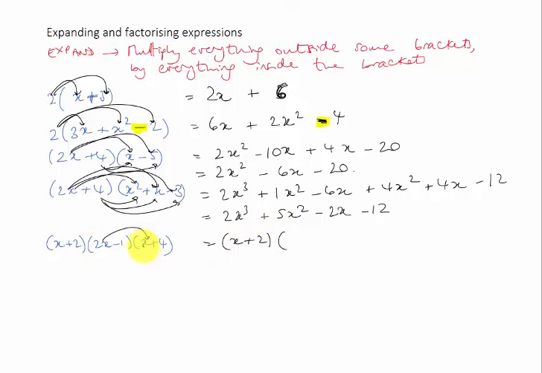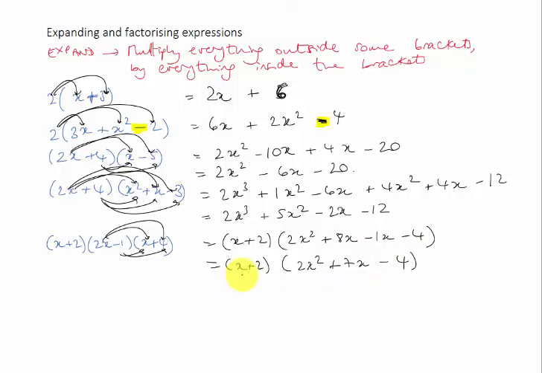So 2x times x gives us 2x squared. 2x times plus 4 gives us 8x. Minus 1 times x, minus 1x. Minus 1 times 4, minus 4. And then I'm just going to do the same. Let's simplify these first of all. So that gives me x plus 2 times 2x squared plus 7x plus 8 minus 1 is 7, minus 4.